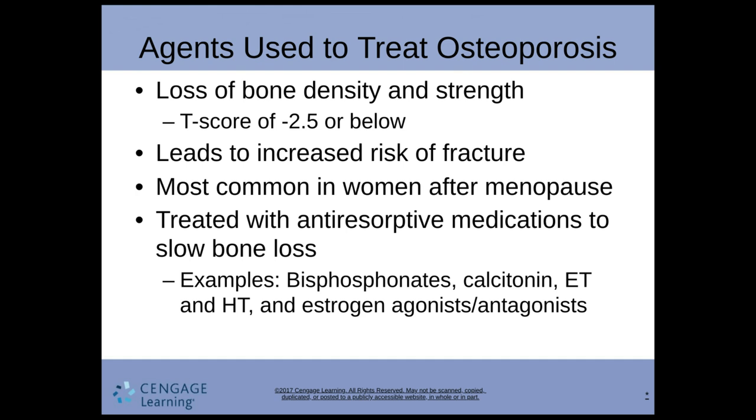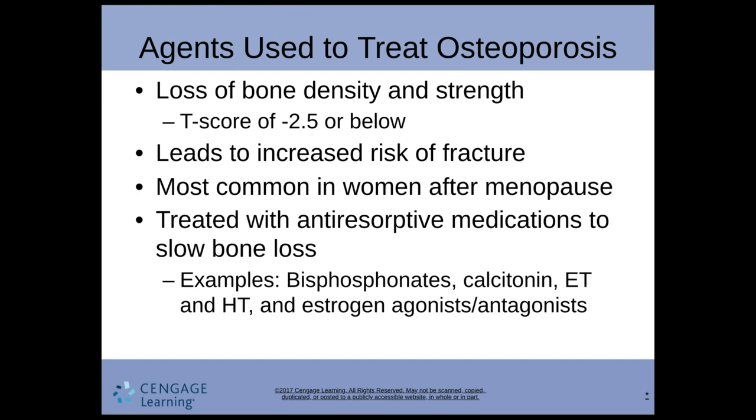Agents used to treat osteoporosis. So the loss of bone density and strength. If somebody has a T score, what they do is they test the density, or they do a bone density test. If somebody has a score of negative 2.5 or below, then they're considered to have osteoporosis, right? So this leads to an increased risk of fracture.